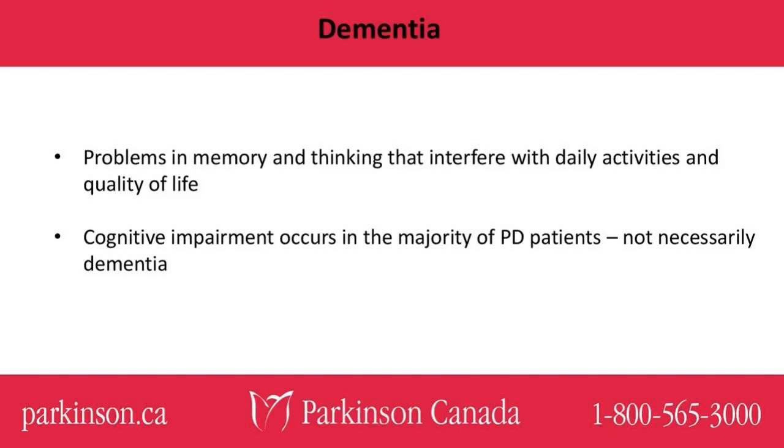The good news is that cognitive impairment occurs in the majority of people with Parkinson's, but dementia doesn't necessarily. And so that's good news in that although cognitive impairment is difficult to deal with, at least it's not as severe as it could become. And I'd be happy to talk about this a little bit later.